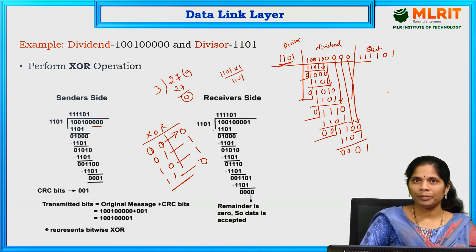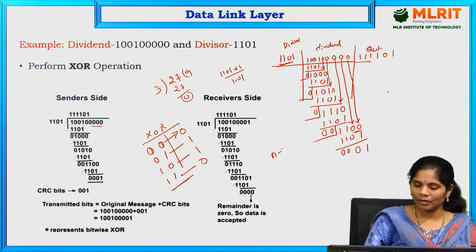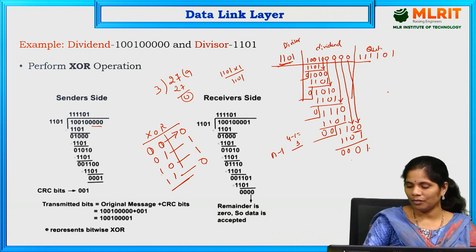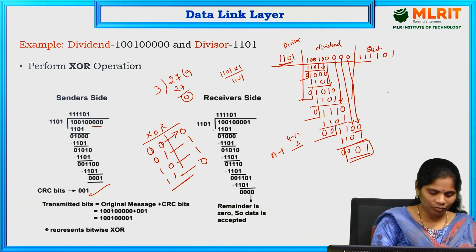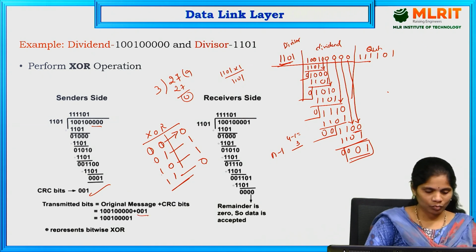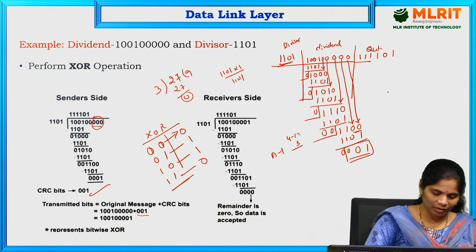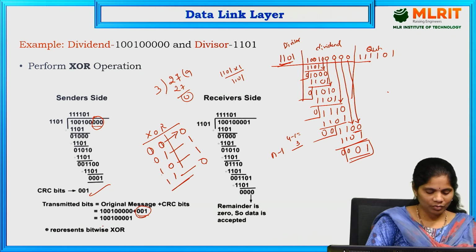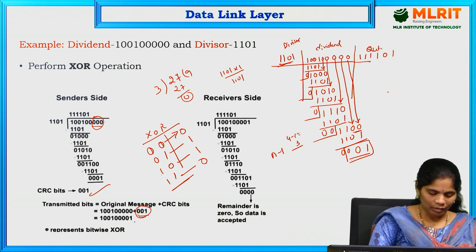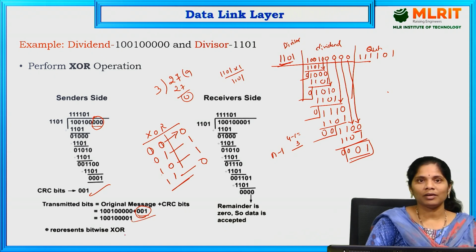So how many bits do we have to consider? From n minus 1, what? 4 minus 1 equals what? 3. 3 bits we have to consider. 1, 2, 3. 3 bits we have to take as the CRC. These are the CRC bits. This is about the sender side. The transmitted bits from the sender are the original message along with the CRC bits. So in place of these 3 zeros, along with the 3 CRC bits, we have to add 0 0 1. That is nothing but 1 0 0 1 0 0 0 0 1, which is going to be sent from the sender to the receiver.